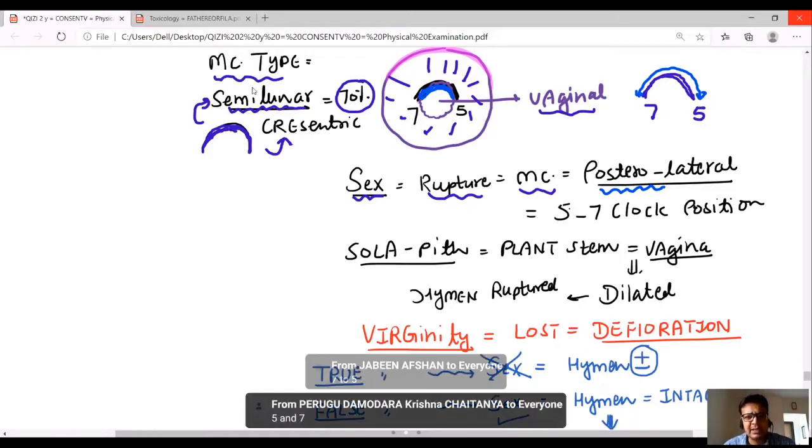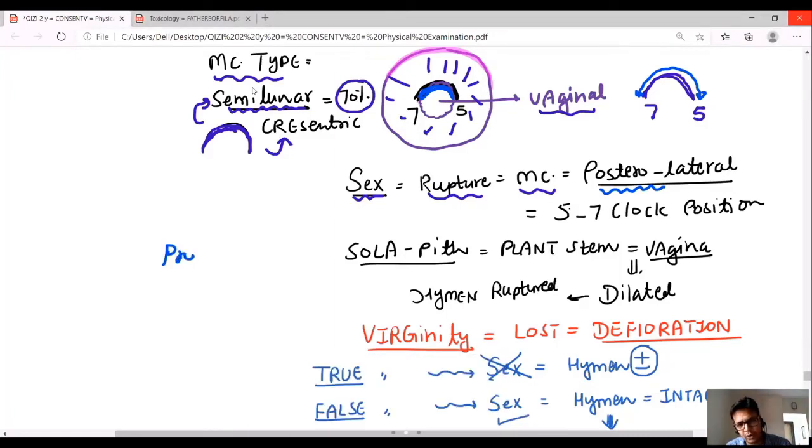Now, sir, what do a few prostitutes or call girls do? They insert solapith. What is solapith? Solapith is a plant stem. They insert this solapith in the vagina. And Doctor Sahab, due to this insertion in the vagina, the hymen gets ruptured and the vagina is dilated.